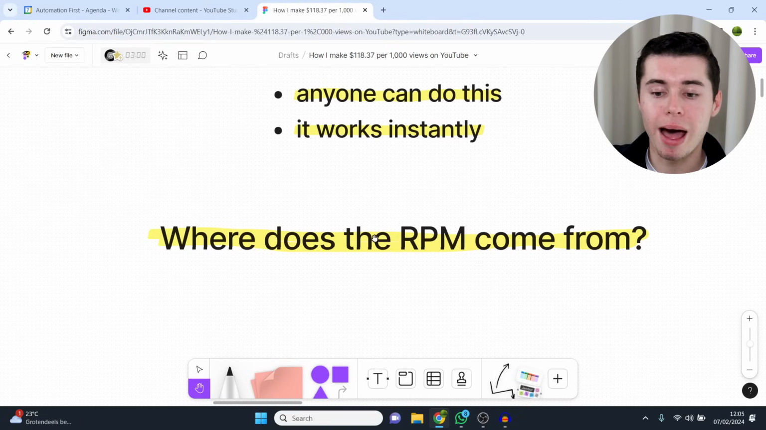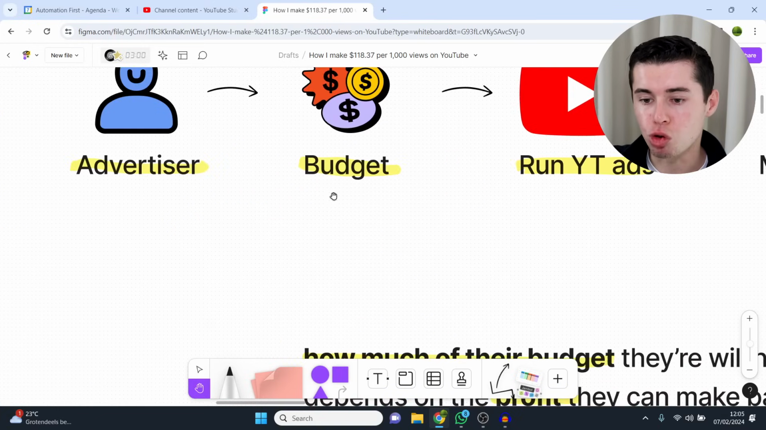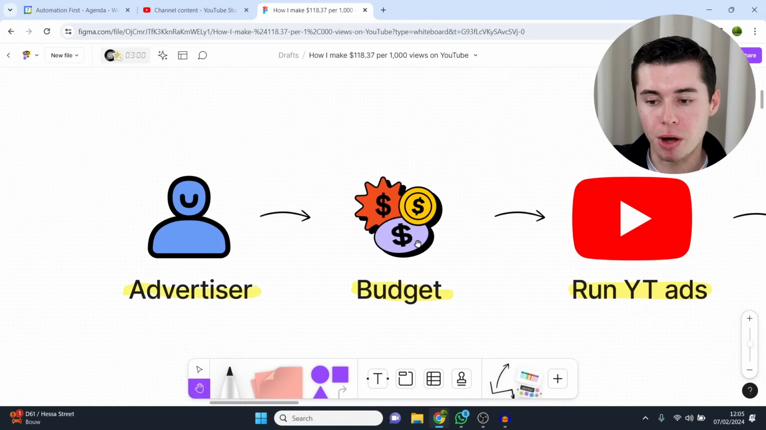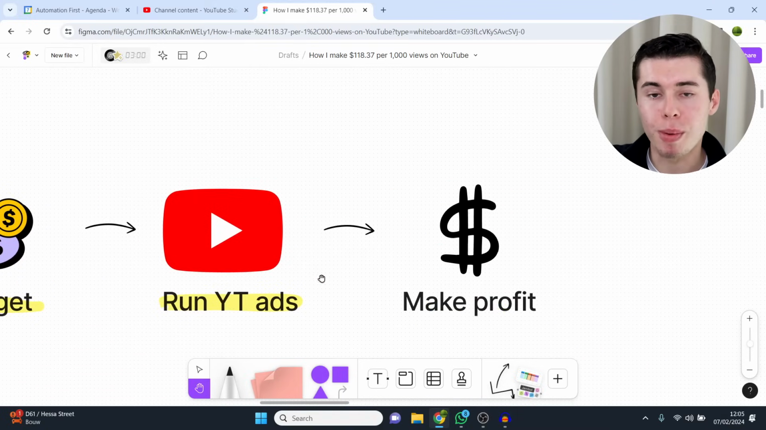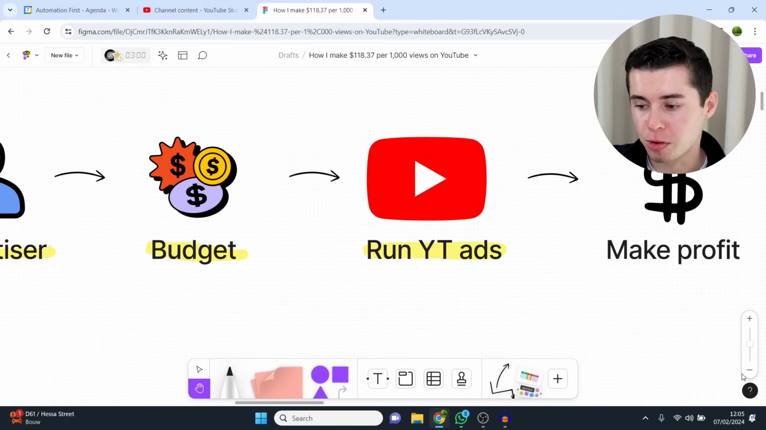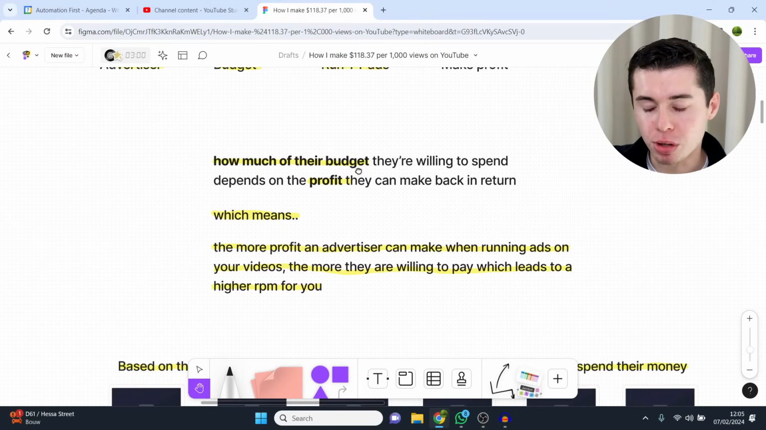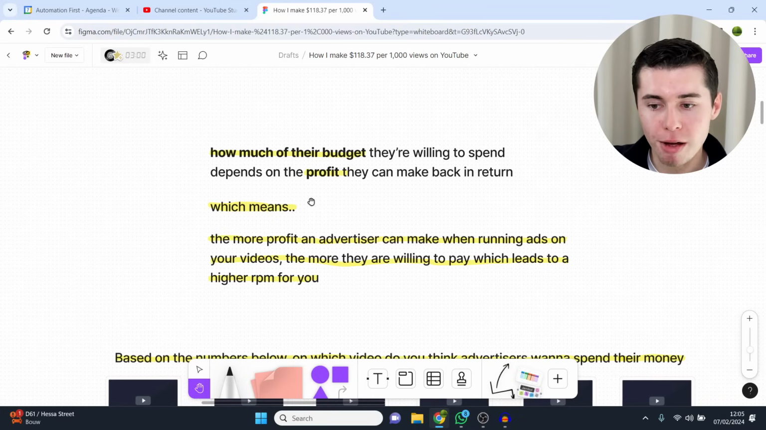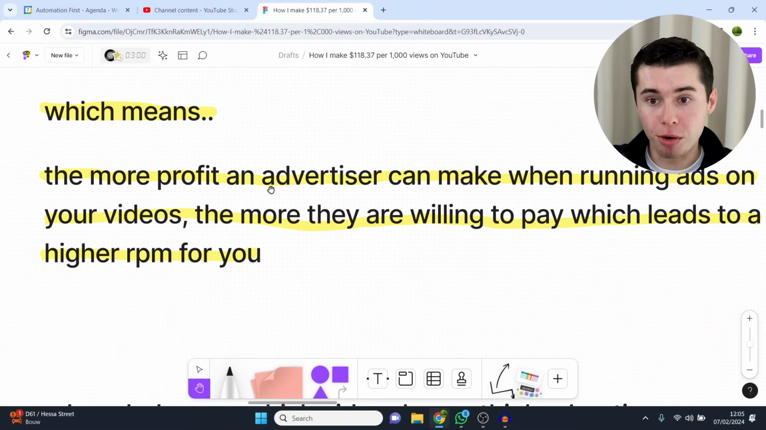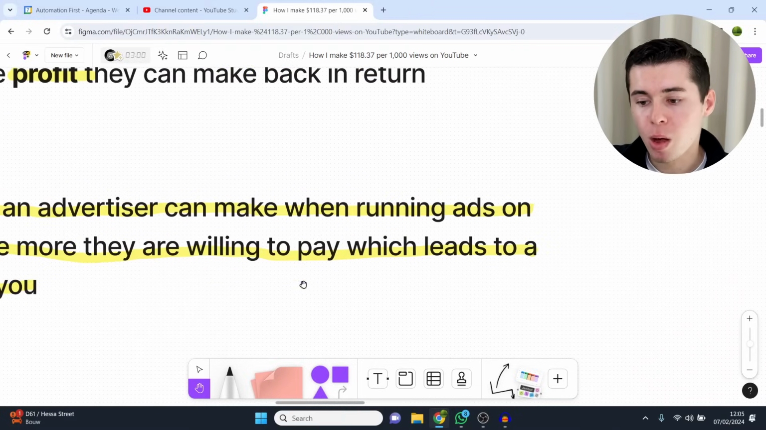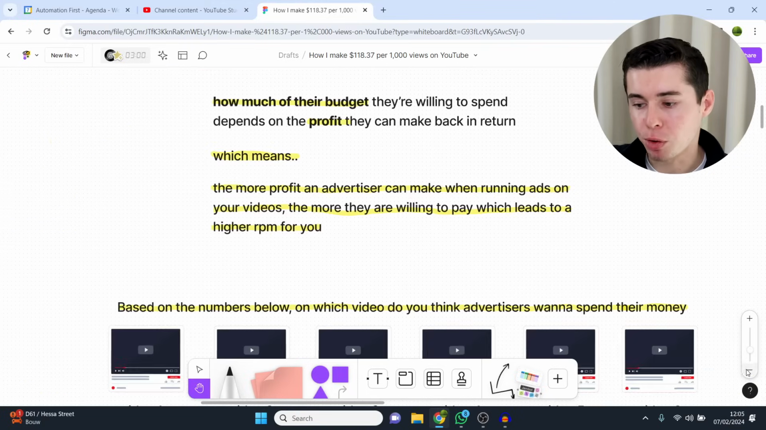But in order to understand how, we first must understand where the RPM comes from. So on YouTube, you've got an advertiser. The advertiser has a budget that they can spend to run YouTube ads with the goal to make profit. That is how YouTube advertising works. So how much of their budget they're willing to spend depends on the profit they can make back in return, which means the more profit an advertiser can make when running ads on your videos, the more they are willing to pay, which leads to a higher RPM for you, which means you make more money per 1,000 views.